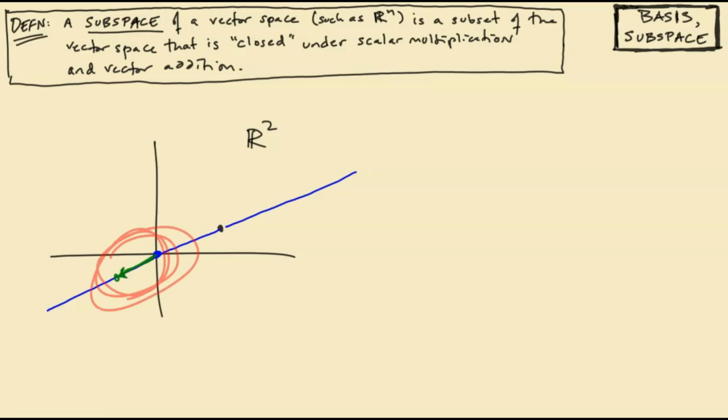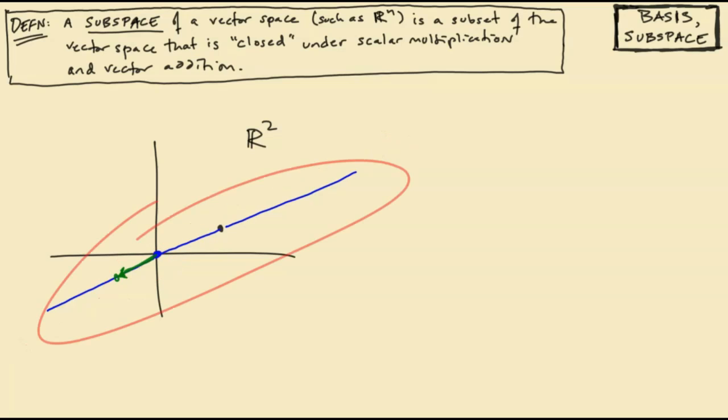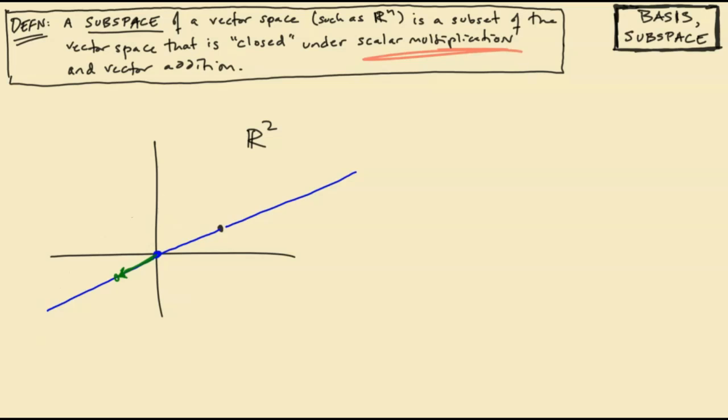Like this one, if I scale it by a positive number, I end up with a vector that's pointing this direction. If I scale it by a negative number, I end up with a vector pointing in this direction. And if I scale it by 0, well, I end up at the origin. So this line is definitely closed under scalar multiplication. Is it closed under vector addition? Absolutely. Just think about how vectors add. If I take two vectors on that line and add them, well, we add tip to tail, so we end up with a vector on the line.